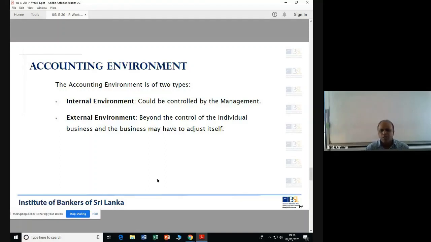We talked about 7 groups of stakeholders, and out of these stakeholder groups, there was one category which said management. Who were they? They were the people who are managing the business on behalf of the shareholders. So stemming from that point, we can understand that the internal environment of the accounting environment of a business is where it could be controlled by the management. Please note the term management.